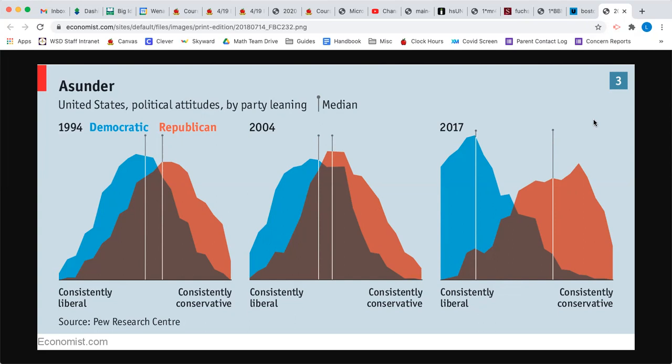So that is a variety of different types of graphs looking at their symmetry or skew, as well as a couple of these crazy, seemingly bimodal distributions.